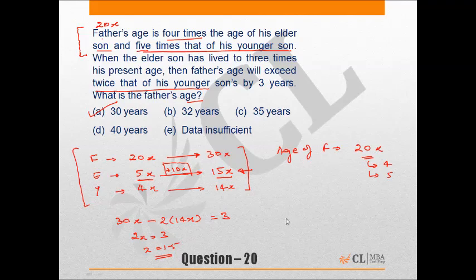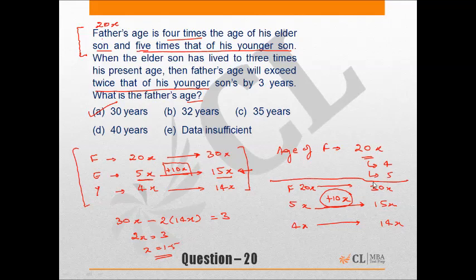Second thing, when the elder son's age becomes 3 times his current age of 5x, if he becomes 15x, the number of years that have elapsed is 10x. So 10x years have passed, hence the father's age from 20x should become 30x, and the younger son's age from 4x should become 14x. These were the two key things which you need to be careful about in this question, and then it is not a difficult one.